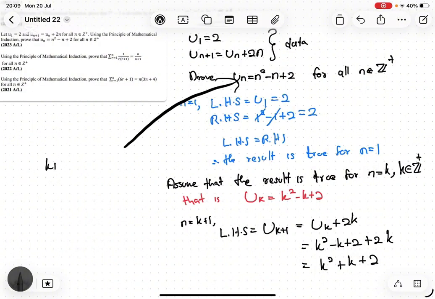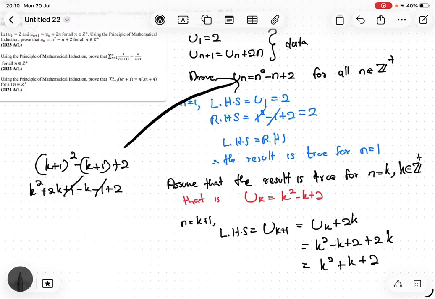That should be (k plus 1) squared minus (k plus 1) plus 2. Is it clear? You just expand this and see. You can see this is k squared plus 2k plus 1 minus k minus 1 plus 2.